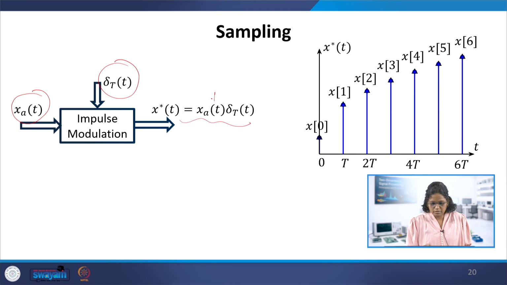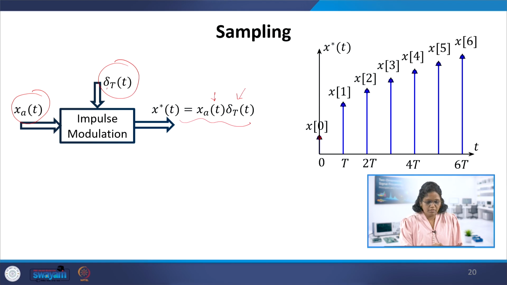Okay, so this is a signal xa of t, and you just multiply it with an impulse at a regular interval t. So that's called impulse modulation. If you do the impulse modulation of xa of t, you can see that this is going to be an impulse at these points. So you get one impulse, 2, 3, 4 and so on.